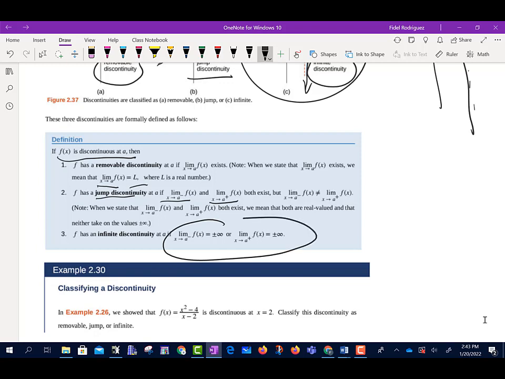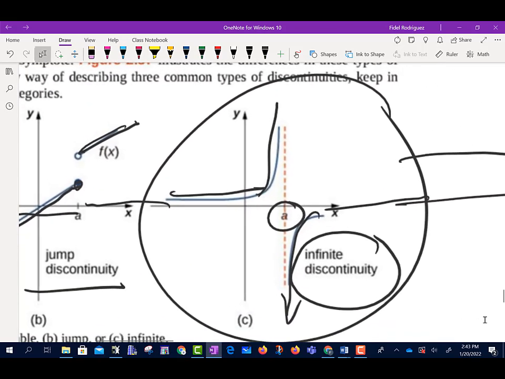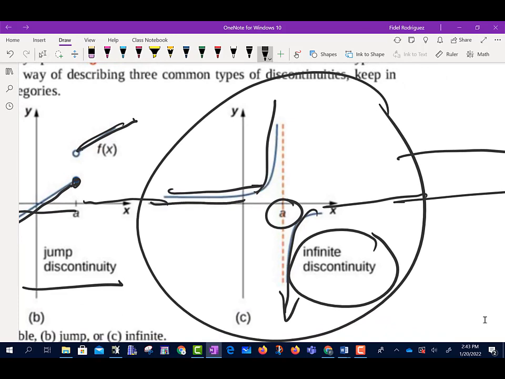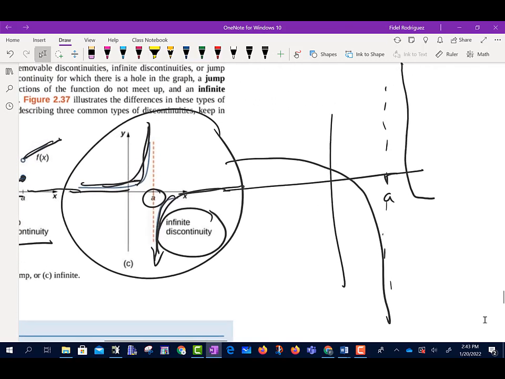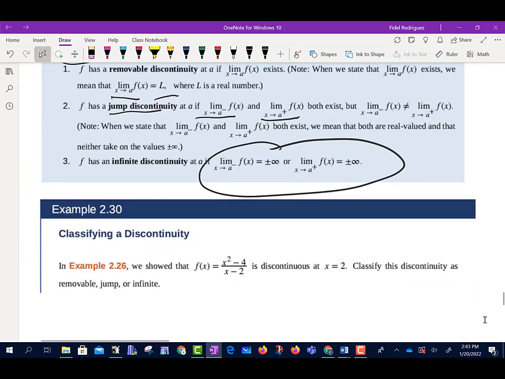And here we go. So the infinite discontinuity, that's what we were talking about earlier. Whereas you're approaching your value, let me come back over here so we can look at the picture. As I'm approaching my value of a, I'm either going towards infinity or I'm going towards negative infinity, okay? And again, the same thing can happen whether you're coming from the left or the right, okay? That's what we mean by infinite discontinuity.